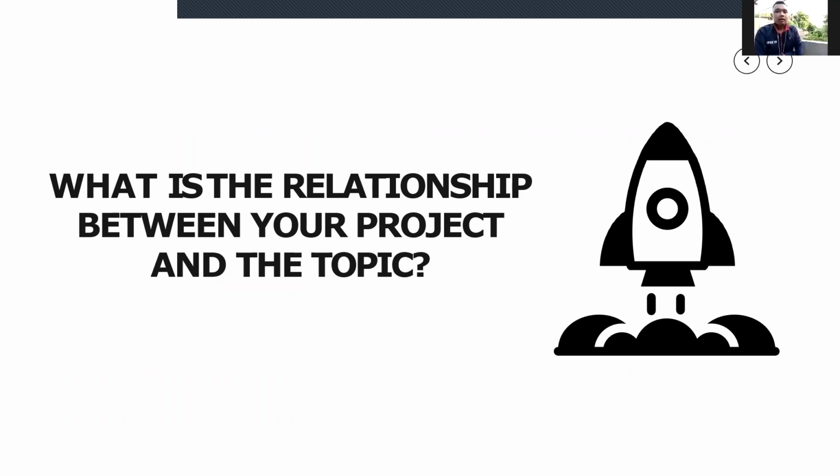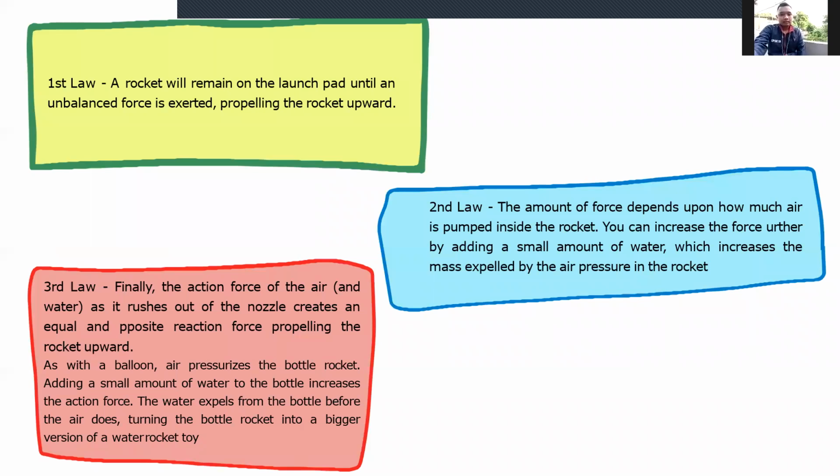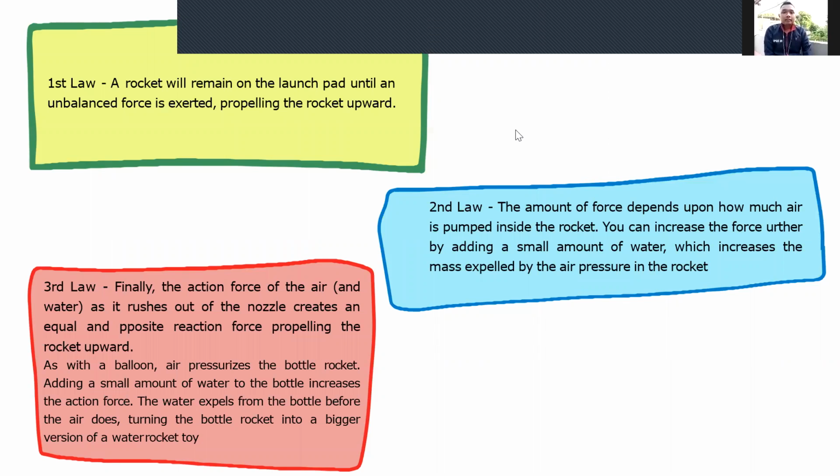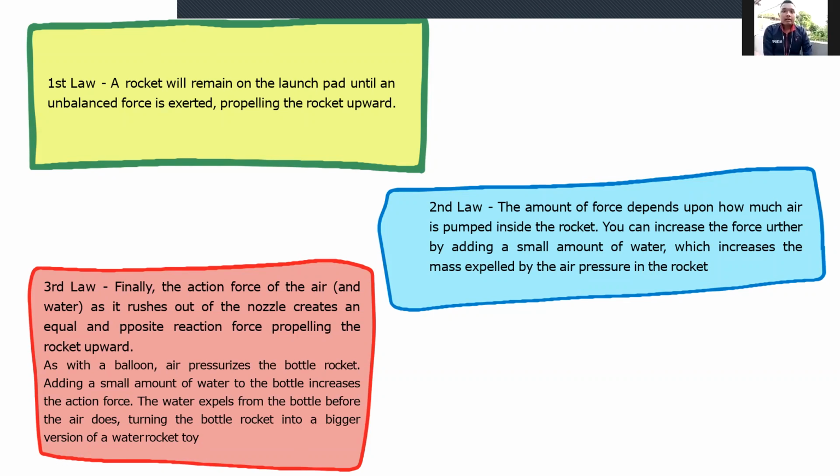So, what is the relationship between your project and the topic? So, as the first, we announced that we are actually doing a Newton's law experiment. But what is the relation between Newton's law and a rocket? So there is three reasons here. It's according to the first law of the Newton's law. So a rocket will remain on the law in speed until an unbalanced force is exerted, propelling the rocket upward.